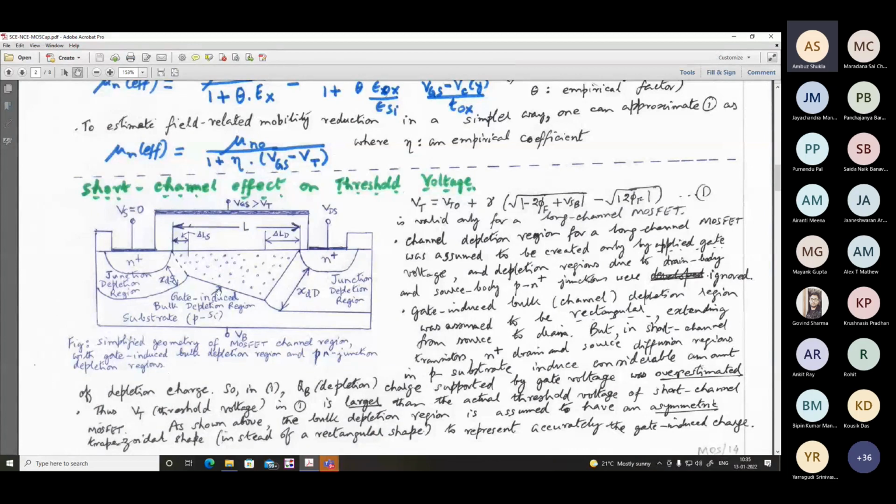This depletion region charge is solely due to VGS, but not due to this PN plus and this PN plus, because their contribution will be prominent when you are taking into account the current flow. But threshold voltage means what? Without the current flow, when the current has started flowing, what is the contribution on VT? Solely due to VGS, not due to the VDS, right?